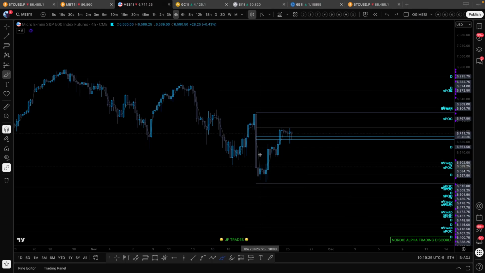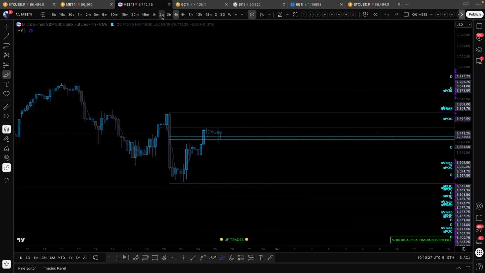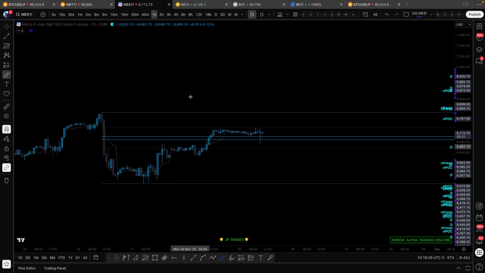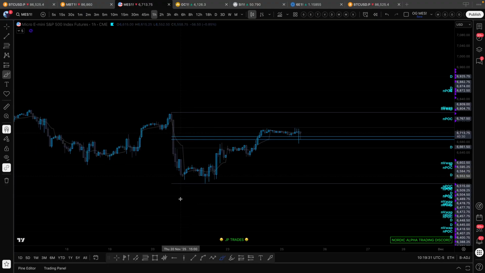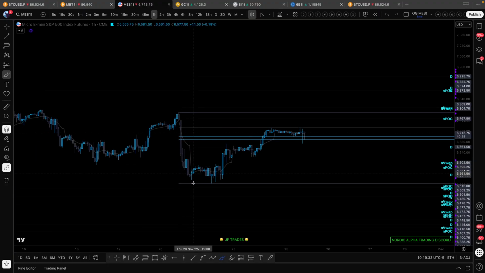Again, we're kind of just looking at something like this until we get the idea that the market structure trend is changing. Let's go down to the 1 hour. So we do see that we have a 1 hour shift in market structure here.